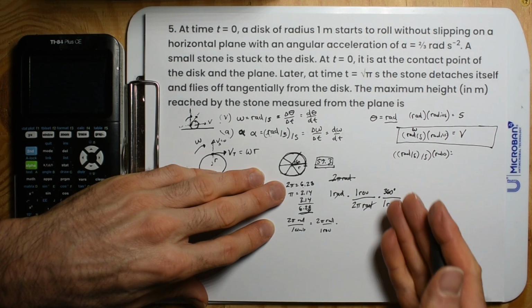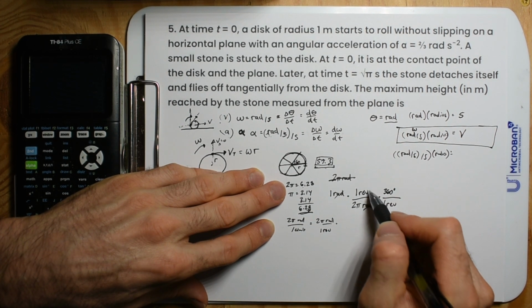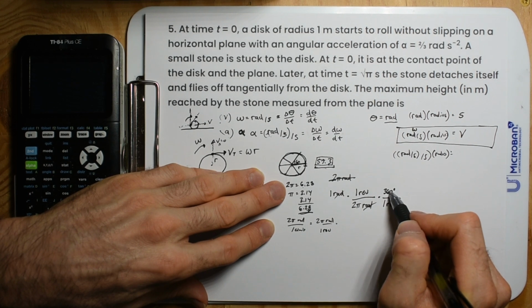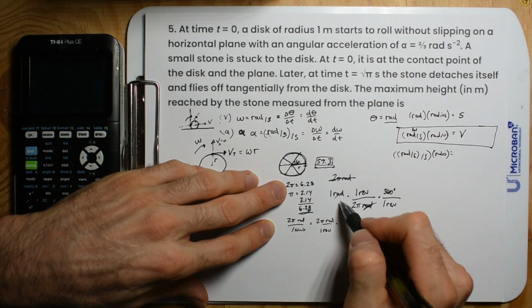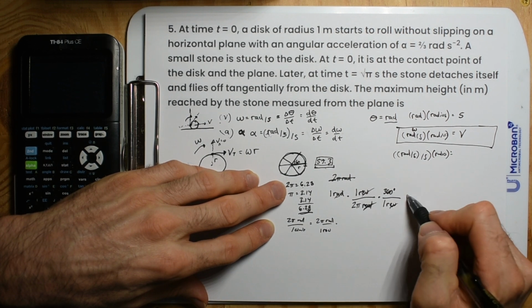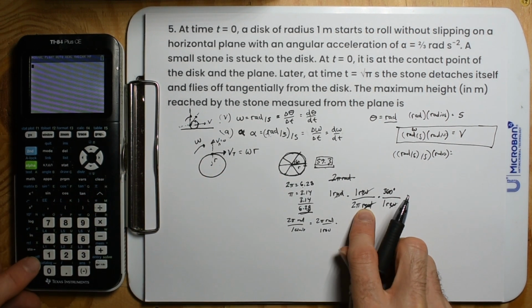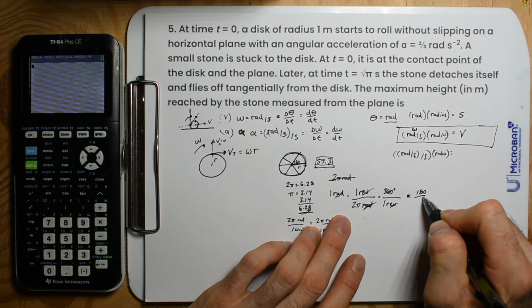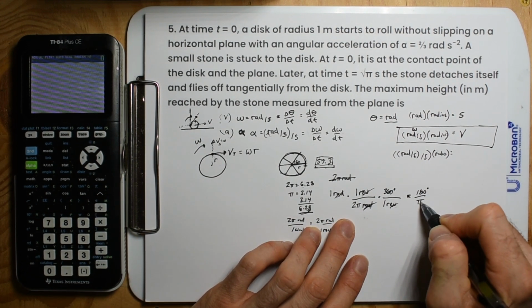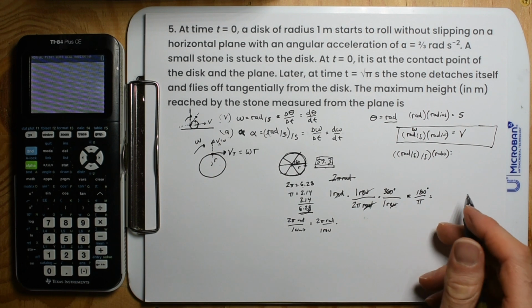So the factor label method is just labeling 2 things that are identical. 360 degrees is 1 revolution. 1 revolution is 2 pi radians. And then you can start canceling stuff, and you get 360 divided by 2 pi. And for the techies, this is just 180 degrees divided by pi.